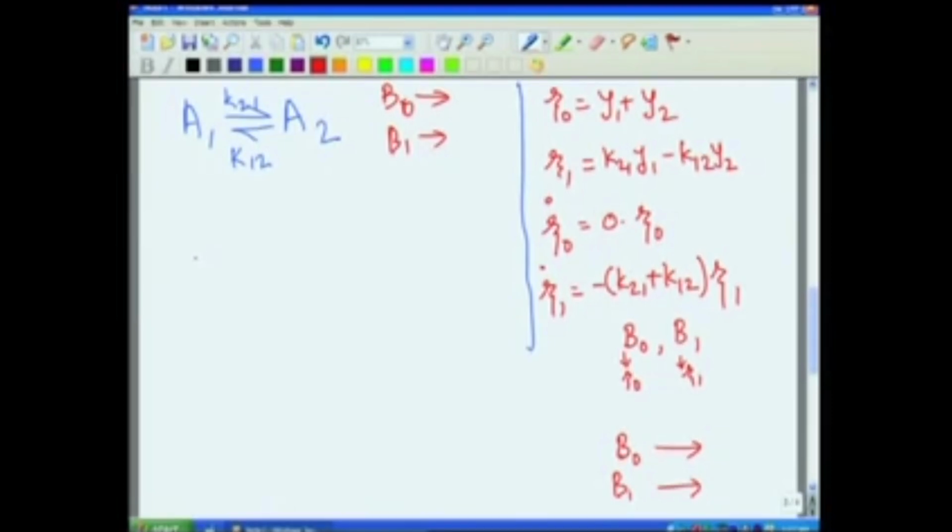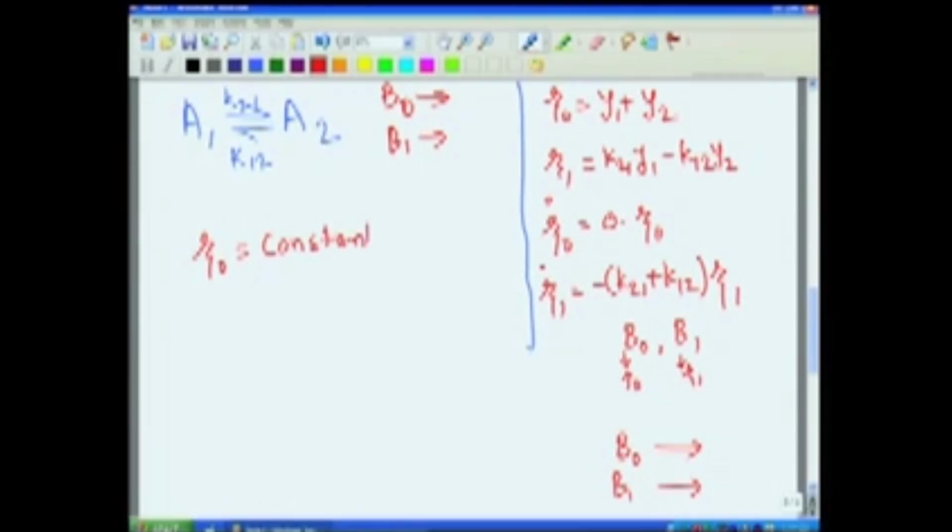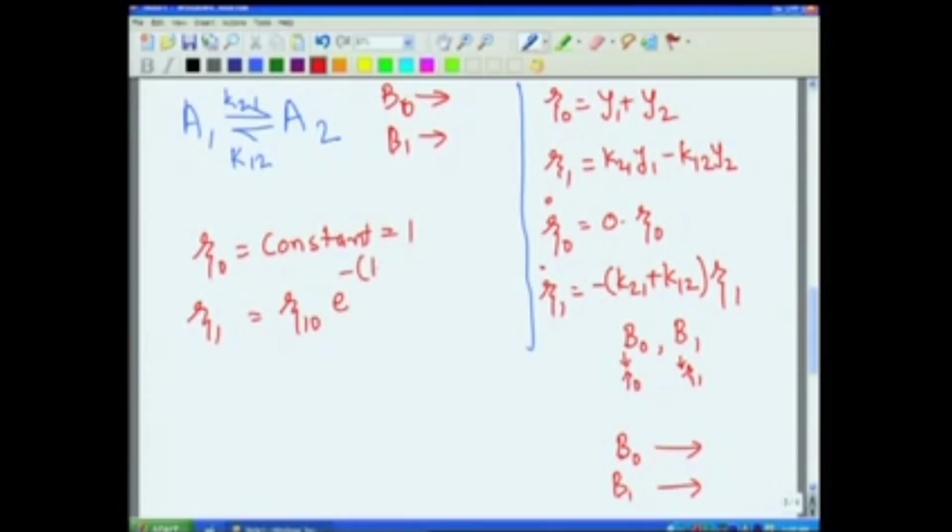Its solution is that zeta naught is constant, and if you look at the definition of zeta naught, that constant is 1, since mole fractions must add up to 1. And zeta 1 is zeta 1,0 e raised to minus (K21 plus K12) into t, because this is simply zeta 1 dot equal to some rate constant minus some rate constant times zeta 1.